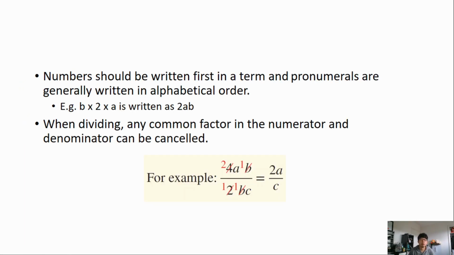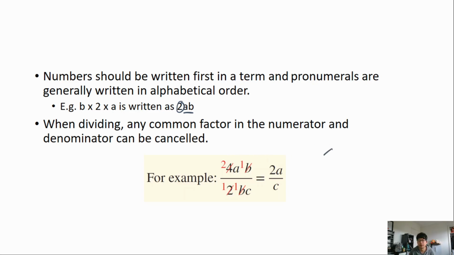Alright, so there's a couple more rules that we need to know for multiplying and dividing expressions. These may be new to you, so just write these down as we go. Numbers should be written first in a term, and pronumerals are generally written in alphabetical order. As you can see below, example B times 2 times A. This should be written with the number first, so 2 comes first and then it's alphabetical order, A and B, giving us 2AB. Also, when dividing, any common factor in the numerator and denominator can be cancelled.